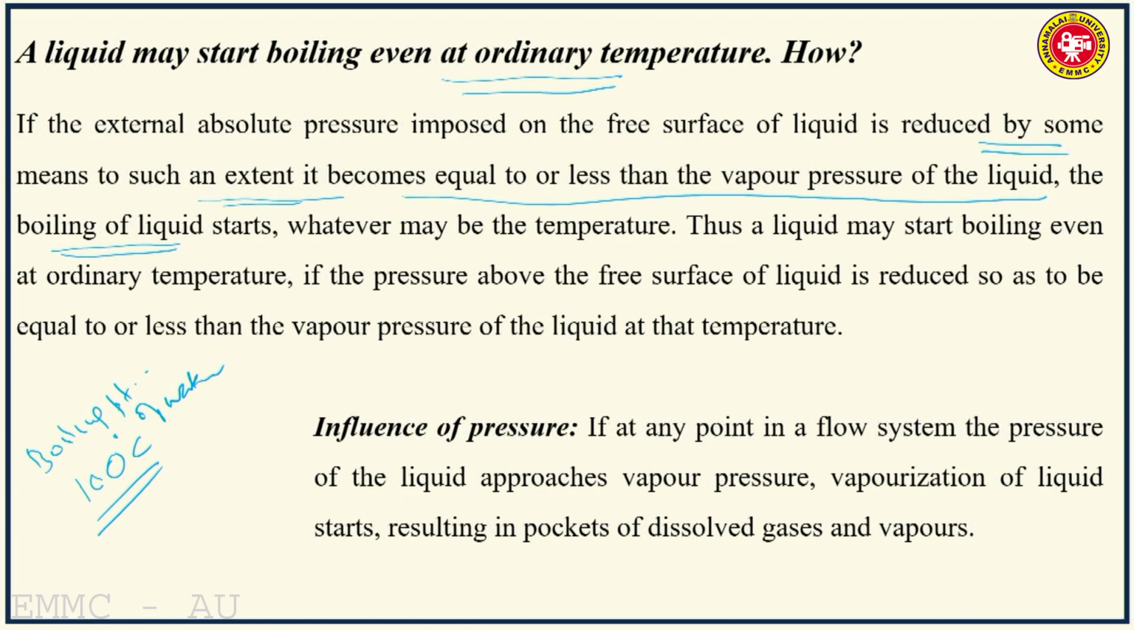The boiling starts. So, normally the boiling point of water is taken as 100 degrees Celsius, but irrespective of the temperature, a liquid may start boiling even at ordinary temperature. So, when you reduce the external absolute pressure, which is the atmospheric pressure, by some means, such that it becomes equal to the vapor pressure of the liquid, then the boiling of liquid starts irrespective of the temperature.